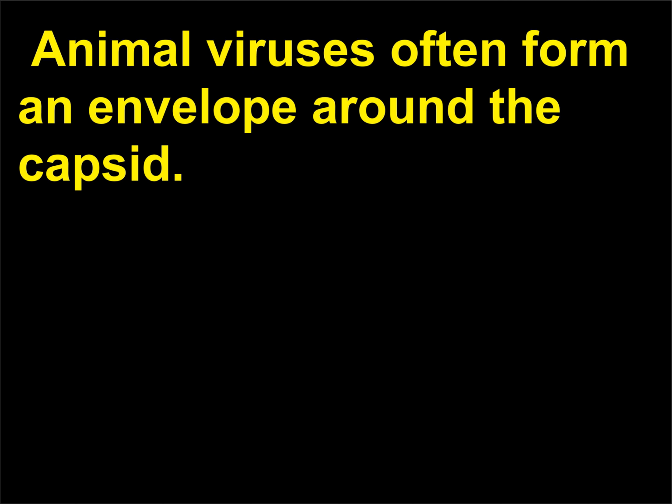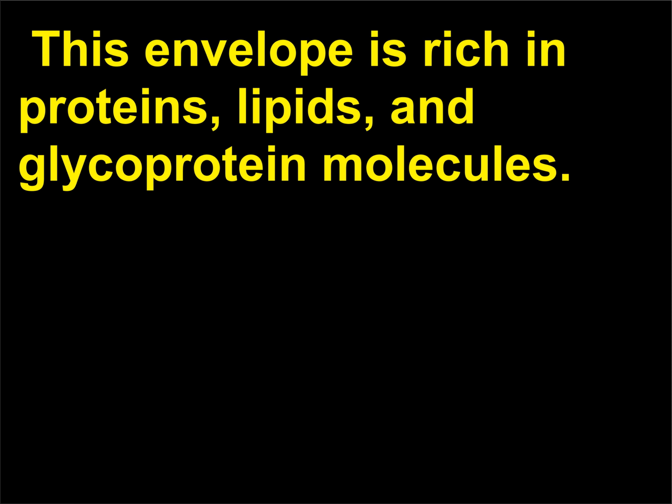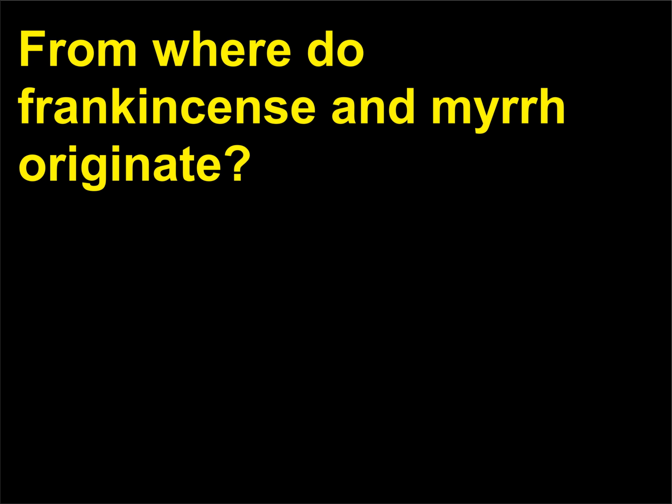Animal viruses often form an envelope around the capsid. This envelope is rich in proteins, lipids, and glycoprotein molecules. From where do frankincense and myrrh originate?